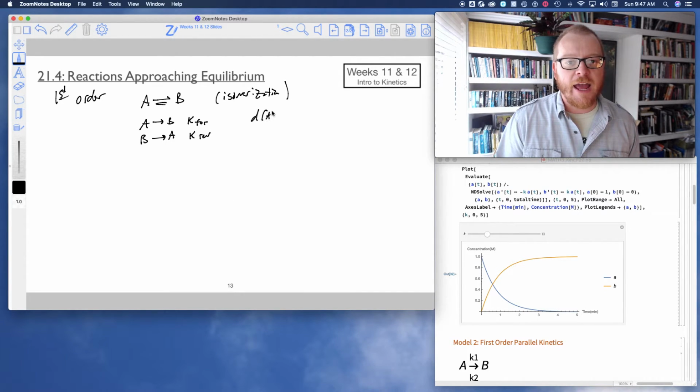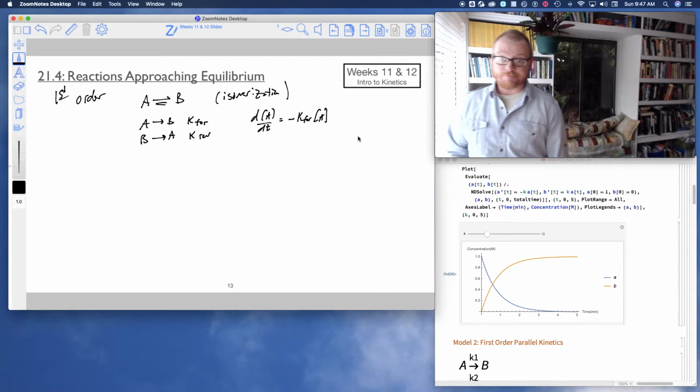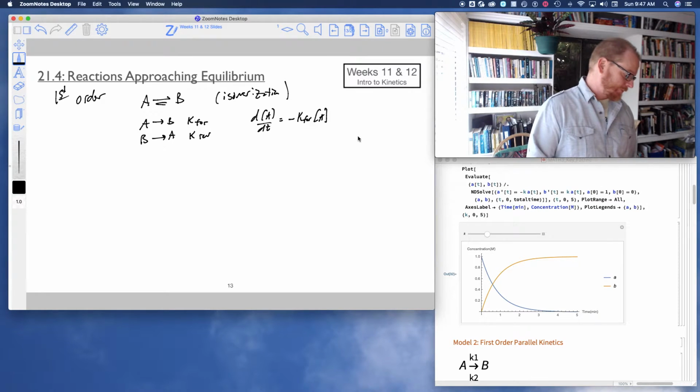So when I start to write now the rate of A, I'll write it over here. I'll say dA by dt. And I'm going to absorb the negative sign. We know that we put the negative sign there for A. But I want you to start getting into the habit of recognizing that for the reactant, it's going to be negative K forward times A. Okay, that takes care of our first reaction.